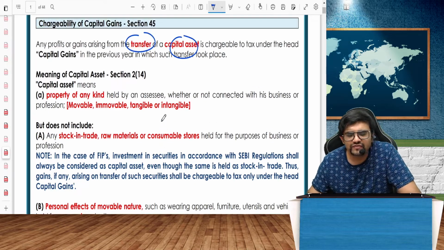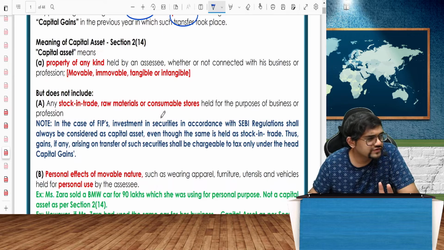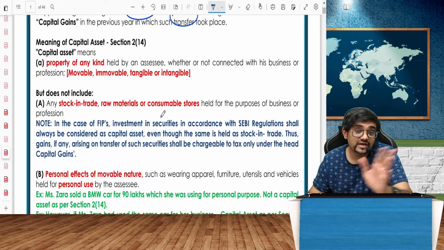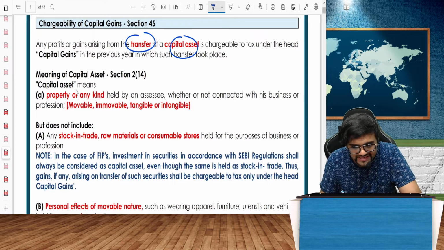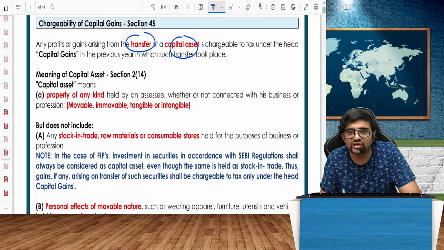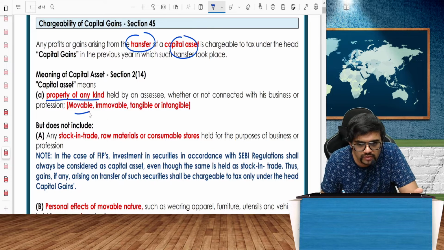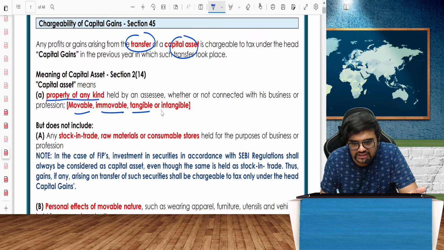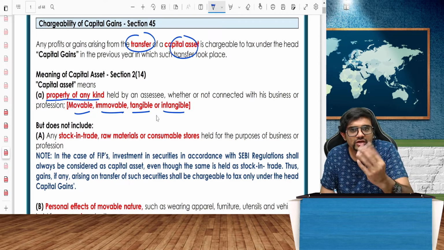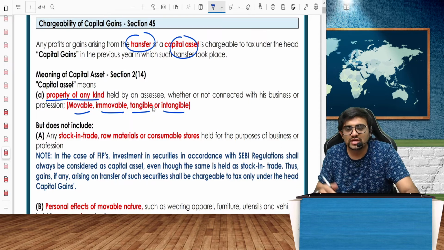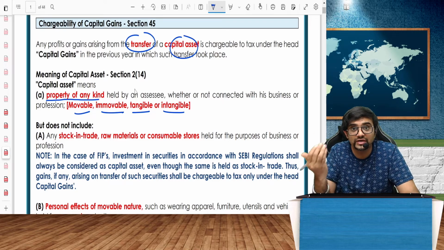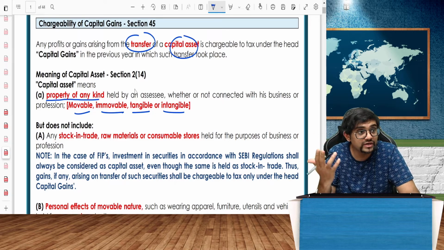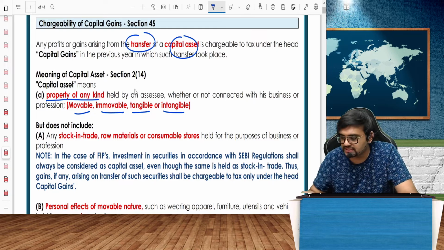The meaning of capital asset is defined in section 2 clause 14. Section numbers are not needed for the exam at all. Capital asset means property of any kind. Property means what? Movable property, immovable property, tangible, intangible. Movable means like goods. Immovable means a house. Tangible means something which can be seen. Intangible means like your intellectual property, goodwill, what you cannot see. That will generally be called a capital asset.